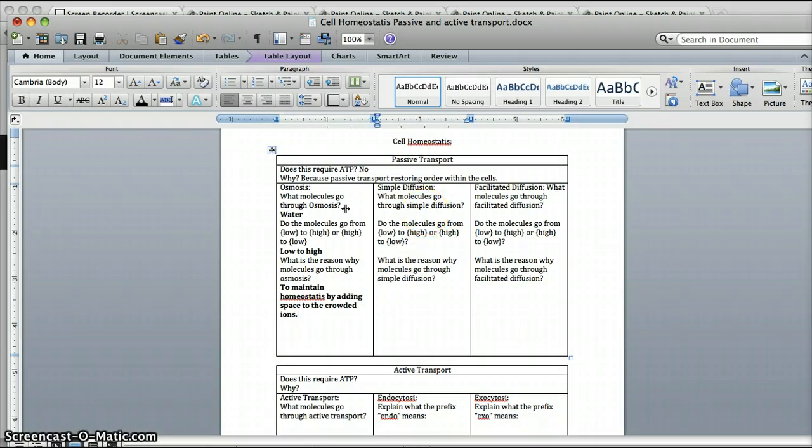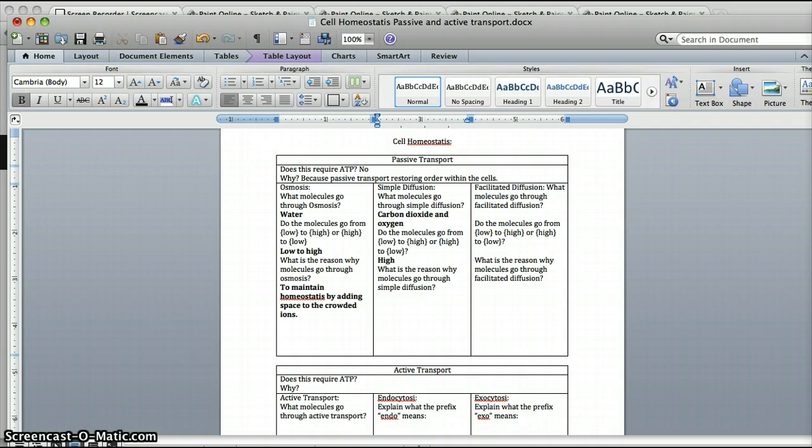All right, so simple diffusion. What molecules go through simple diffusion? So both carbon dioxide and oxygen go through simple diffusion. Do the molecules go from low to high or from high to low? In simple diffusion, it goes from high to low.